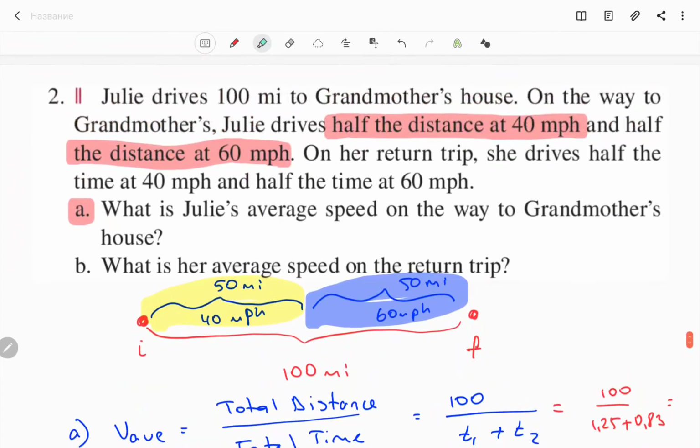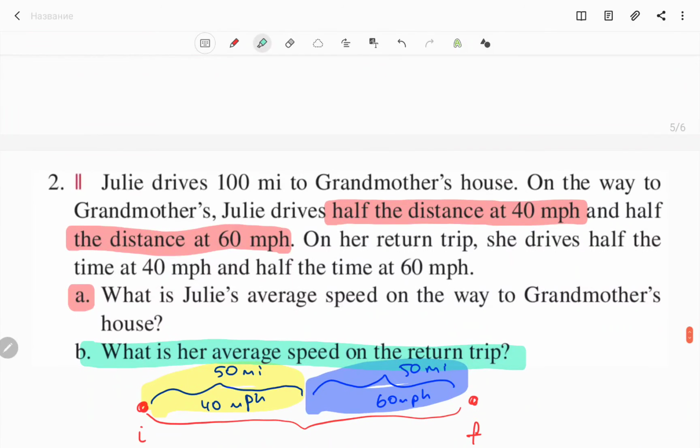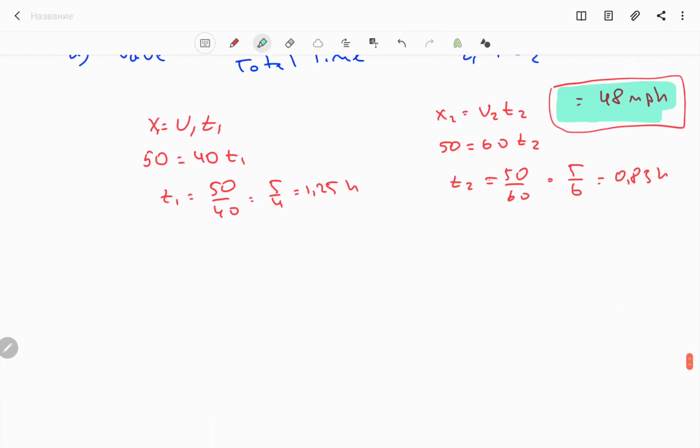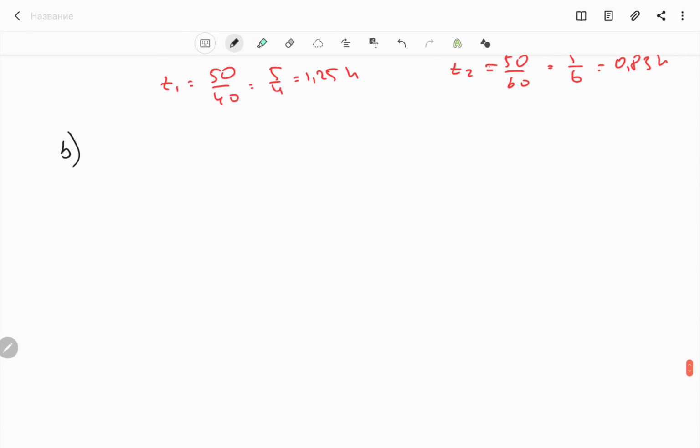Now we have a second question. What is her average speed on the return trip? When she comes back from the grandmother's house, we need to find the average speed. In this case, half the time speed 40, half the time speed 60. So it's slightly different. Let's solve this one. So this will be initial, this will be final. Total distance, of course, 100 miles.